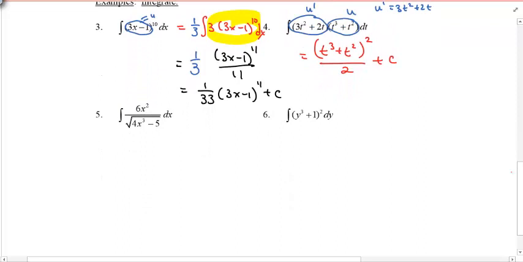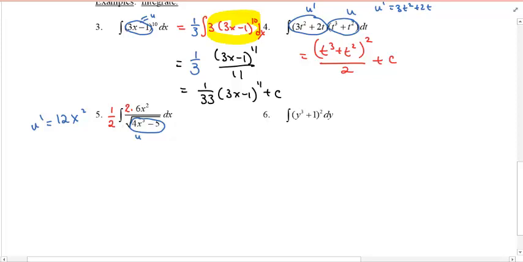Let's see example 5. What looks complicated here? If you said this 4x cubed plus 5, you will be correct. And if I did this on the side and said, what's u prime? U prime should be 12x squared. So the question is, do you see a 12x squared? And I don't see it, but I do see 6x squared. So if I were to multiply by an extra factor of 2, that will give me the 12. But I can't just arbitrarily do that because that changes the value of the expression. So I better put a 1/2 in front to balance it out.